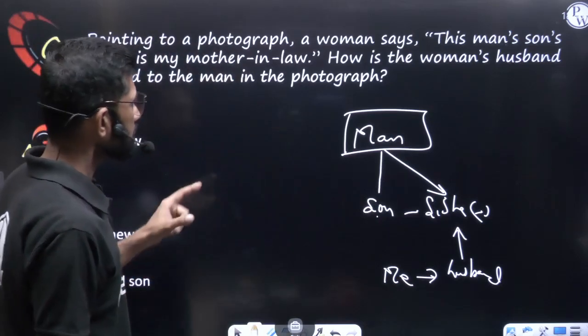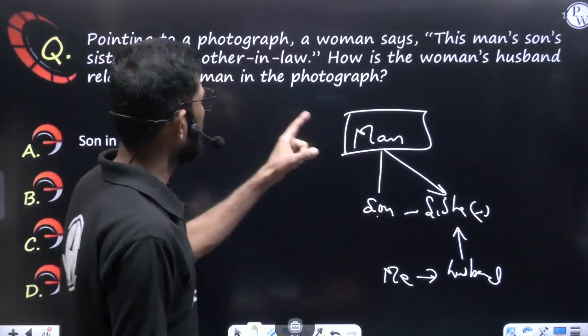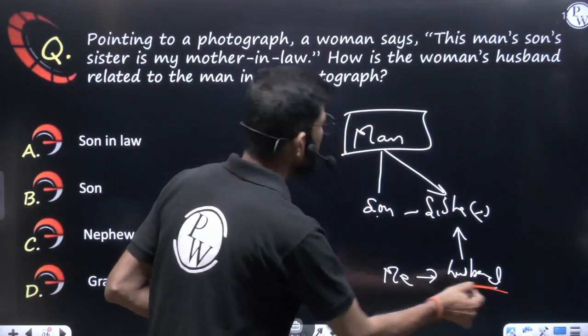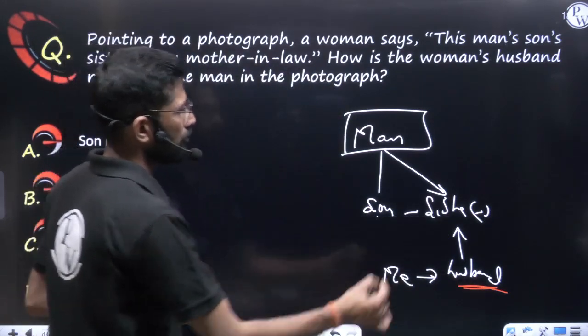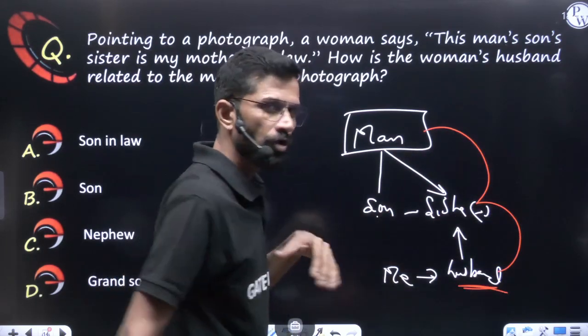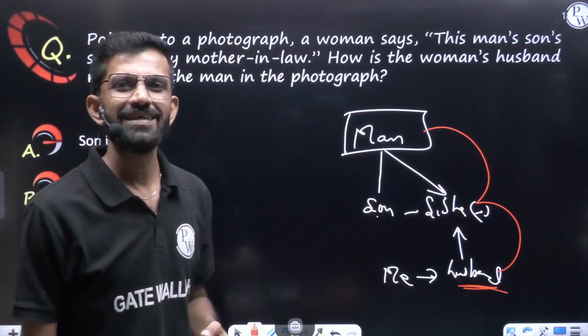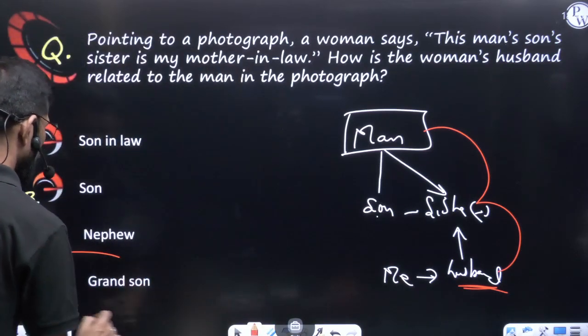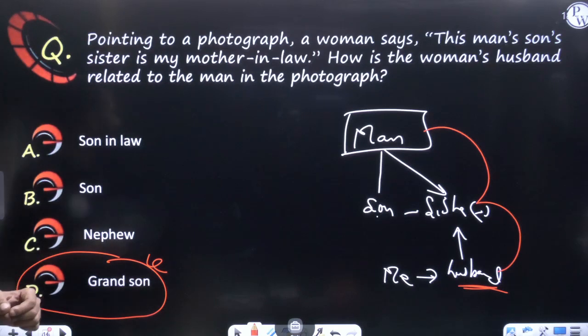Now, the question goes like, how is the woman's husband, means this person, related to the man in the photograph? So the man will call him daughter's son. Daughter's son will be called daughter's son. It is grandson. So that is option D, grandson. Clear? Very simple. Moving to the next question.